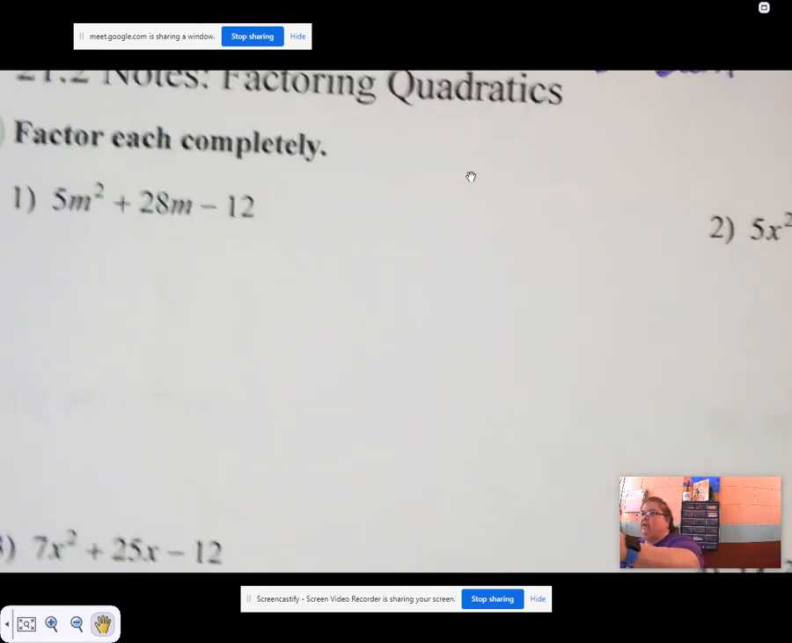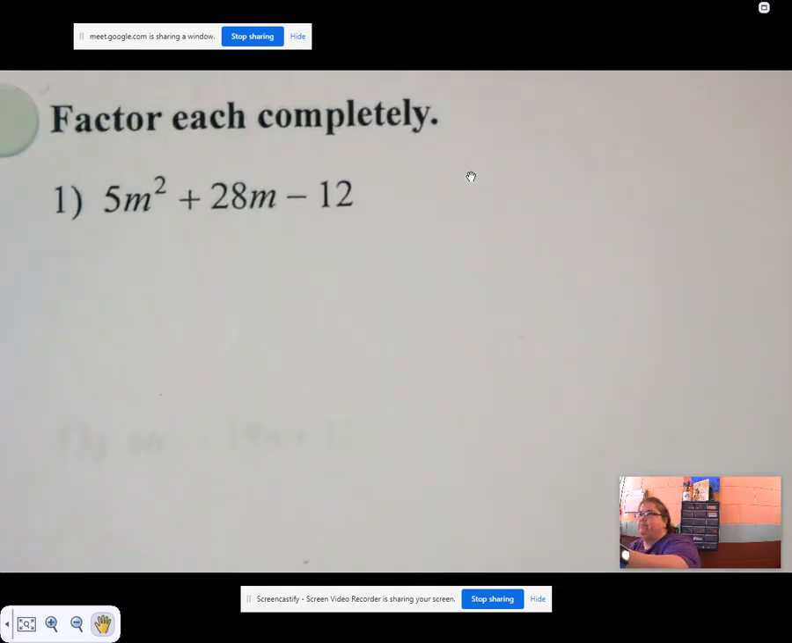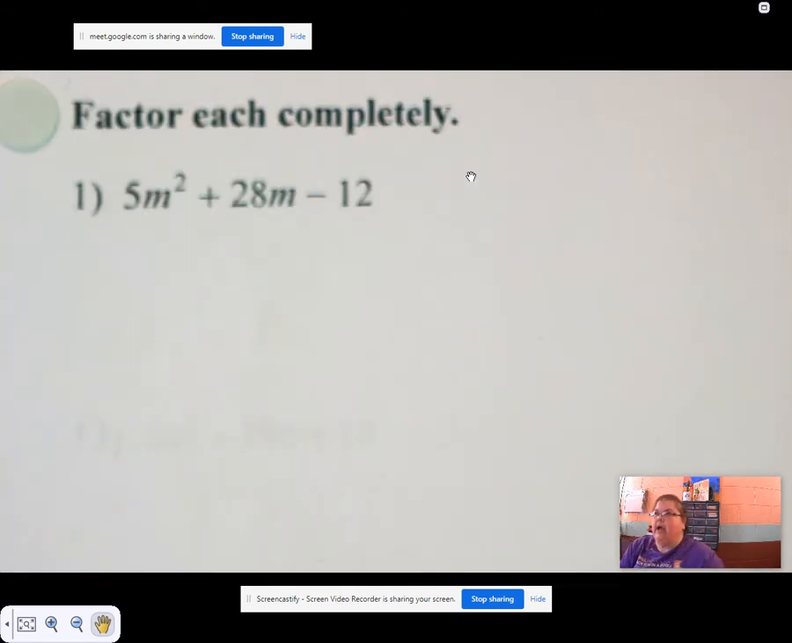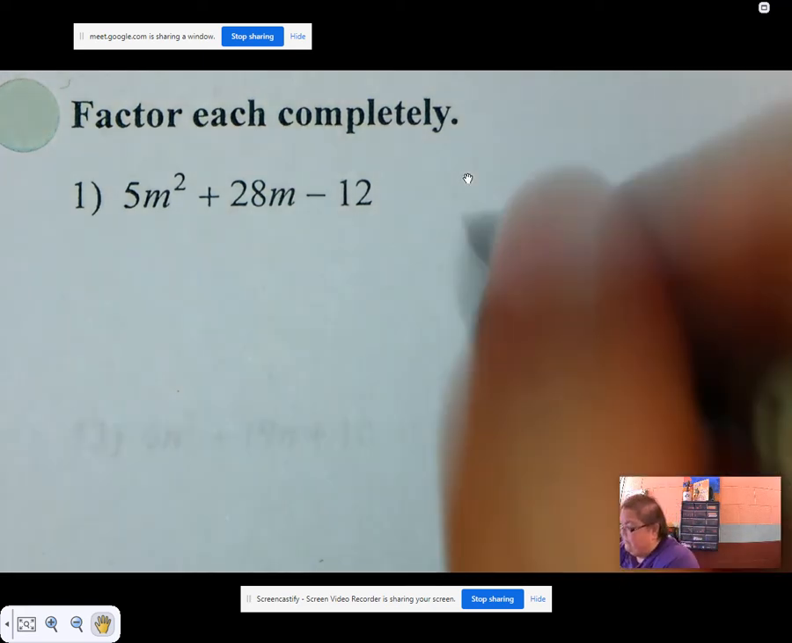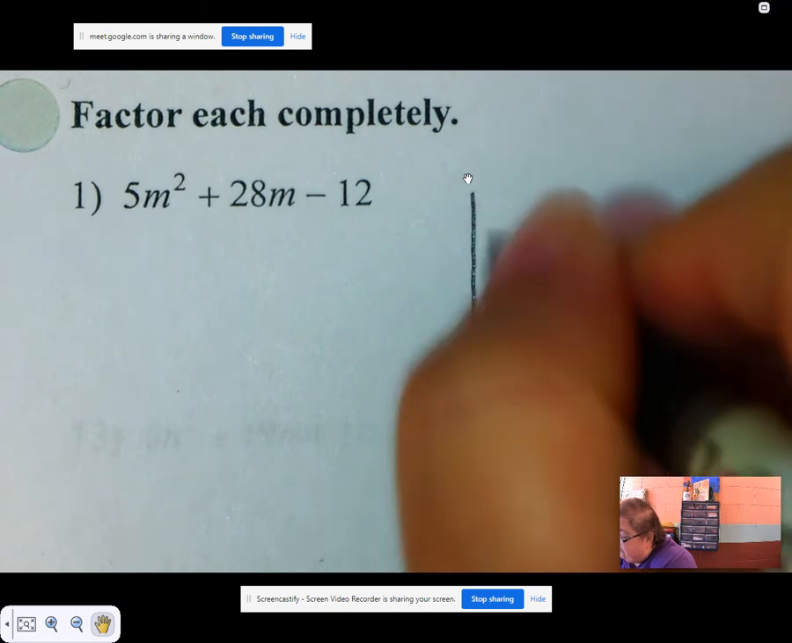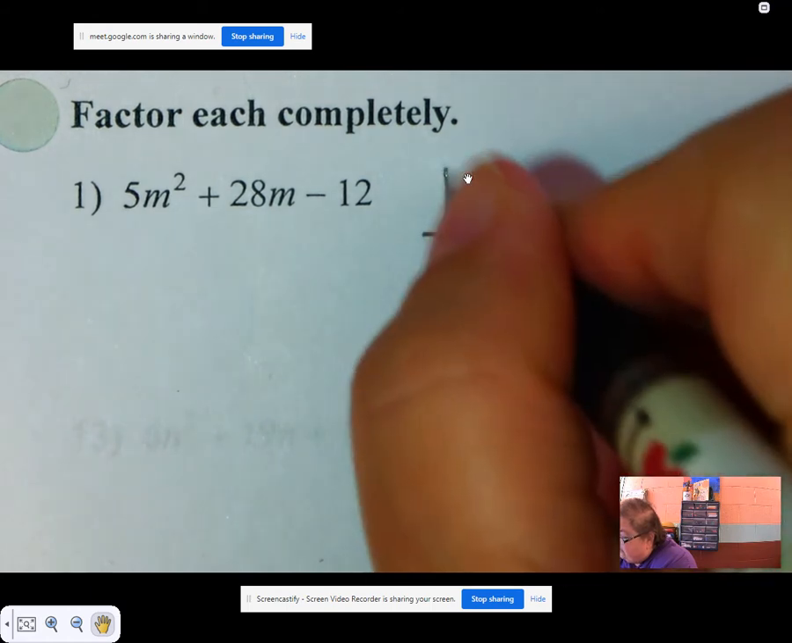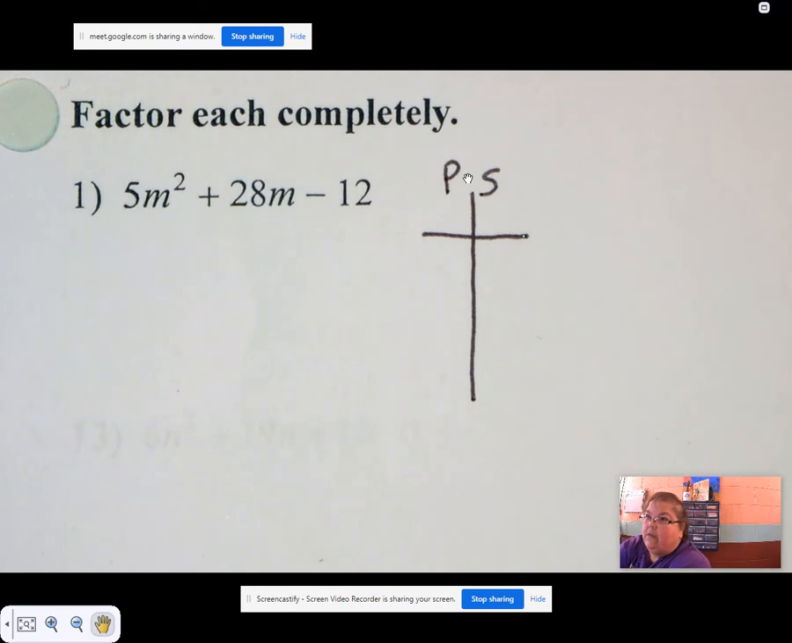All right, we're going to look at example 1. I'm looking at 5, 28, and 12. Is there a number that will go into all 3 of those? No, because 5 is prime and it won't go into either one of the other 2. So check for a GCF, don't have one. Next step, product sum chart table. Okay, here's my product, here's my sum.